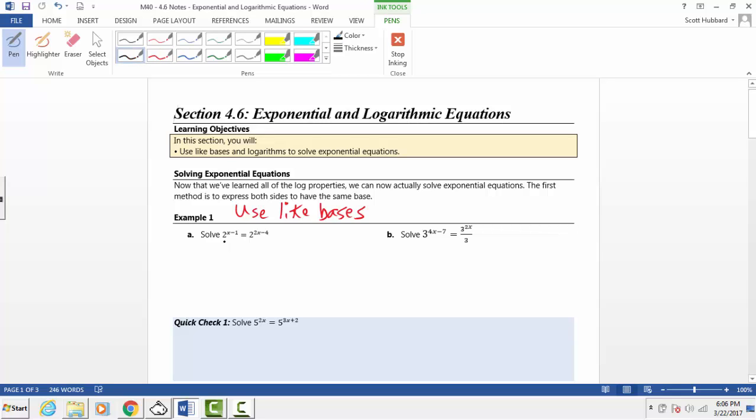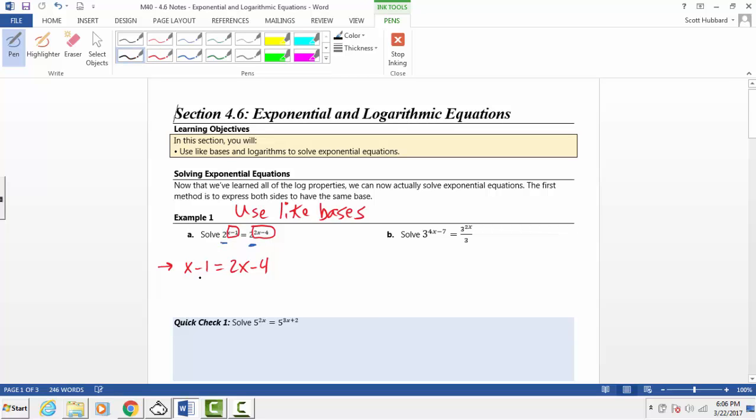And so here I notice that they're both base 2. And if they're both base 2, then that means that they're the same base. So that means that the exponent has to equal the exponent. So this has to equal this. And so then I'm just going to set that. So I'm going to get x minus 1 has to equal 2x minus 4.